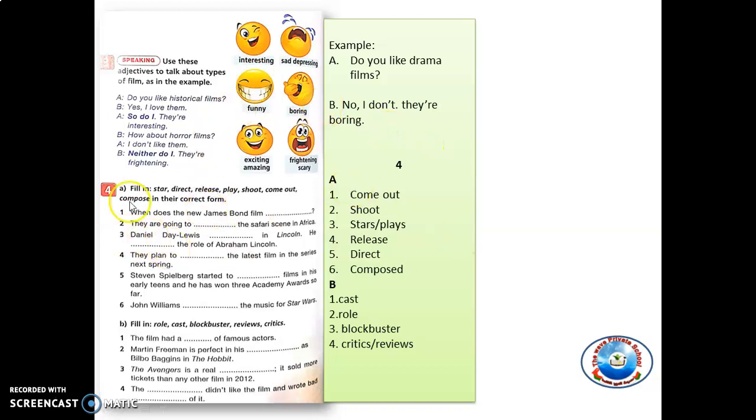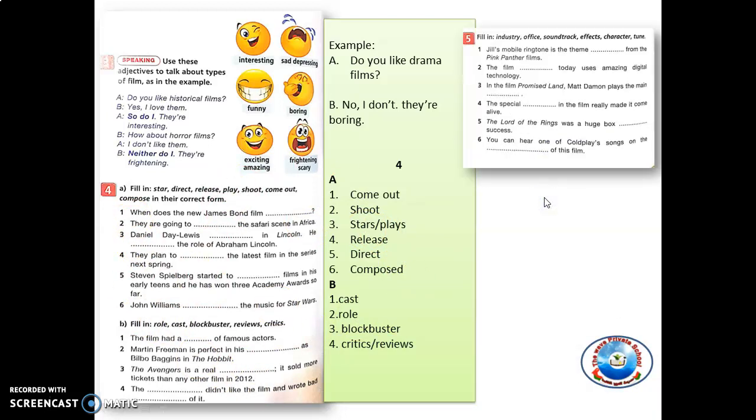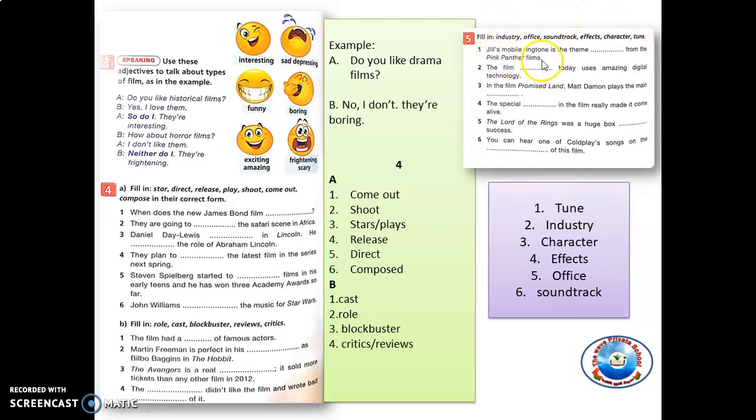Number 4, I have answered. It says fill in: star, direct, release, play, shoot, come out, compose, in their correct form. So when does the new James Bond film come out? Number 2, they are going to shoot the safari scene in Africa. So these are the answers in A and B. Now in number 5, you are also asked to fill in with the answers like Jill's mobile ringtone is the theme tune from the Pink Panther films. So these are also vocabularies. Please just write the answers in your notebook. These will be examples to do your workbooks.